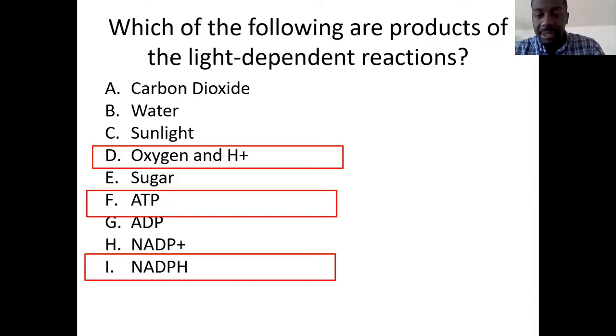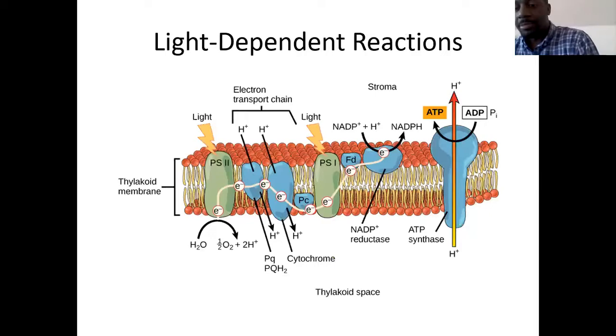We're going to walk through the light-dependent reactions one more time to make sure we're all on the same page. The first thing that happens is a photon of light hits photosystem 2, right over here. Once this photon of light hits photosystem 2, that excites an electron and frees it up so it's able to move throughout the photosystem.